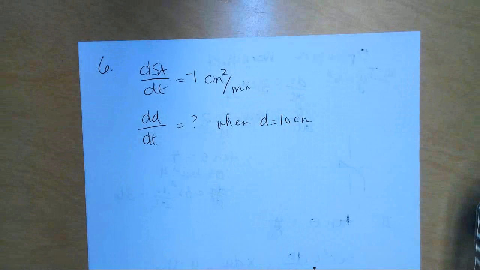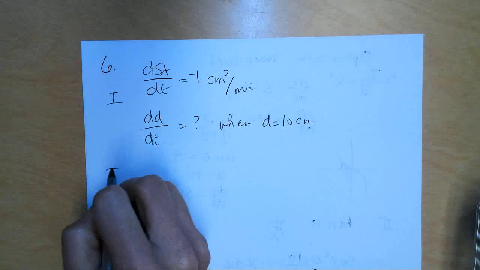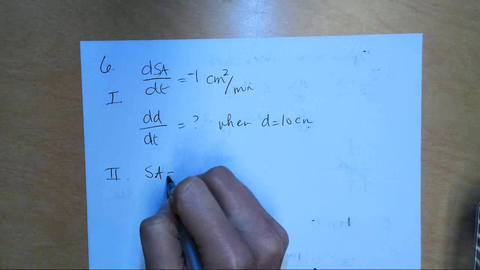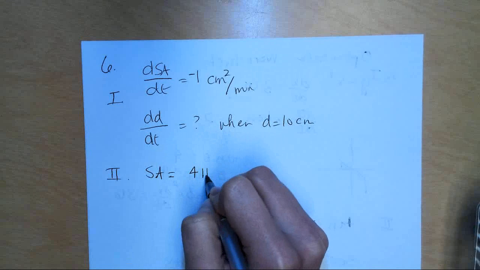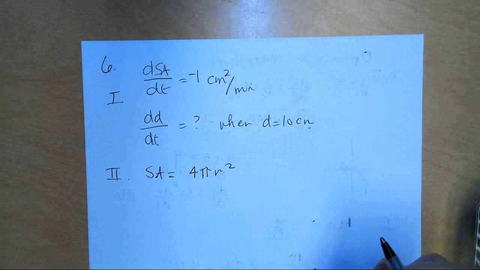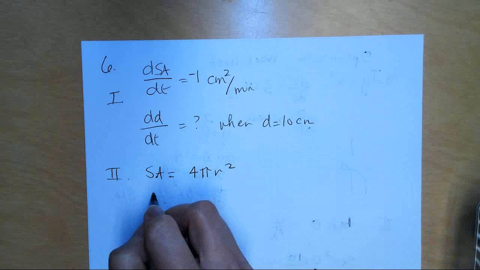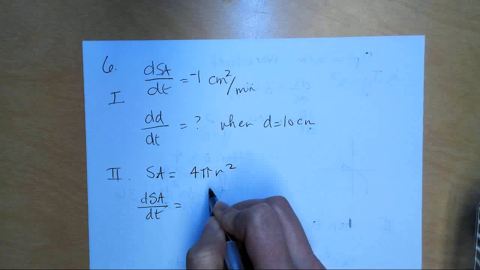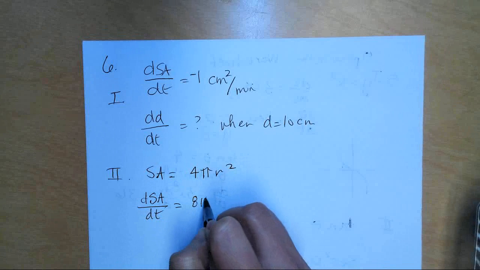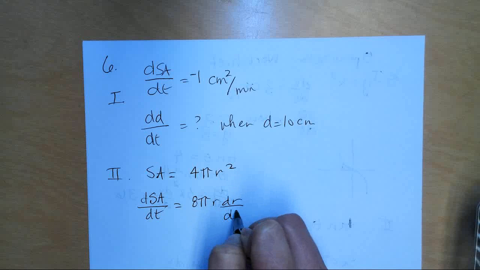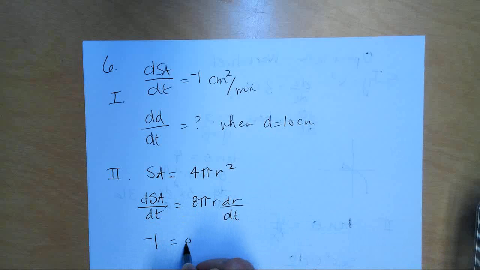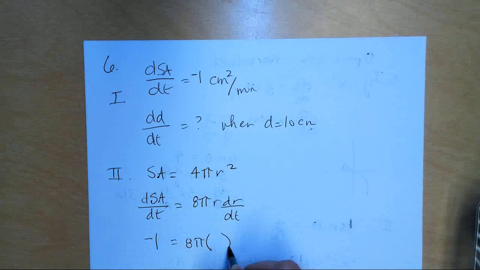Okay, so there's number 1. What equation am I going to need? Surface area of a sphere, which is 4 pi r squared. So if we take the derivative of that, we get the derivative of the surface area with respect to time is going to be 8 pi r times dr dt. Okay, so the surface area, this is -1, 8 pi. Okay, what is the radius when the diameter is 10?